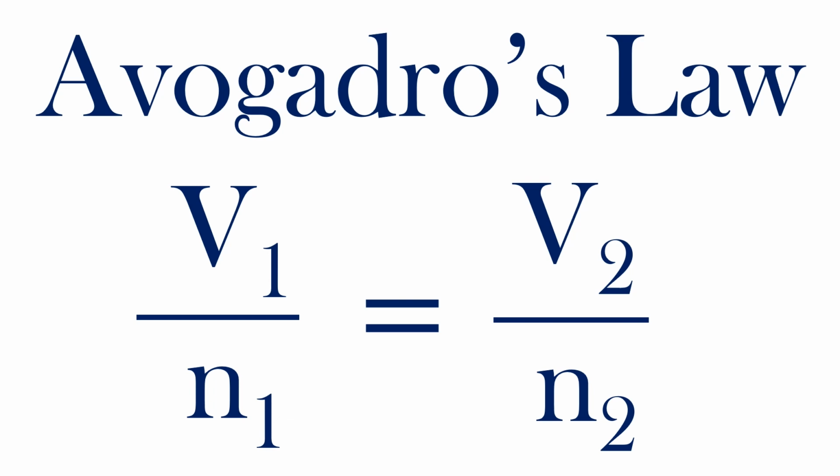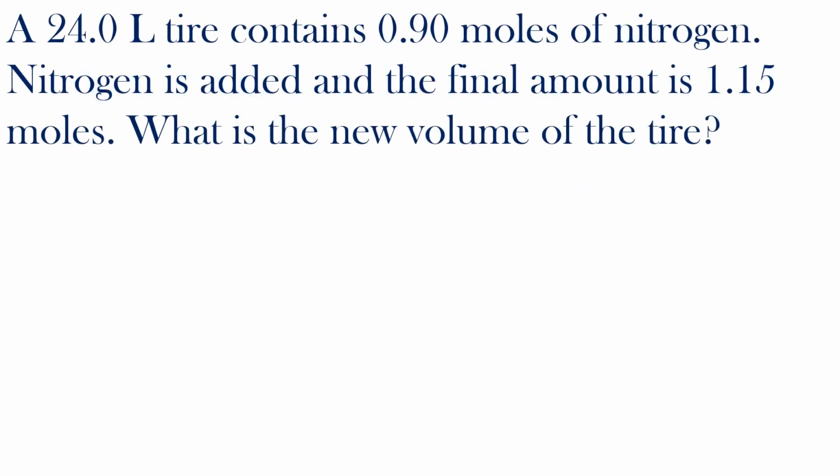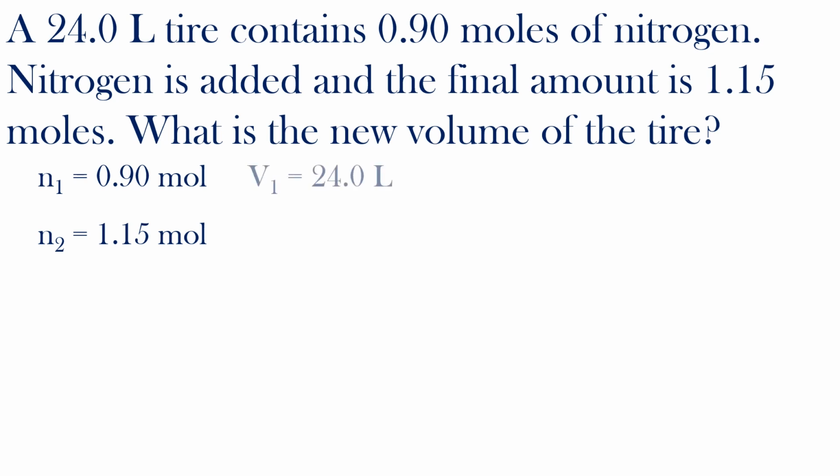Let's do an example. A 24.0 liter tire contains 0.90 moles of nitrogen. Nitrogen is added, and the final amount is 1.15 moles. What is the new volume of the tire? The initial and final moles of nitrogen are given in the problem. The initial volume is given in the problem, and I'm looking for the final volume.